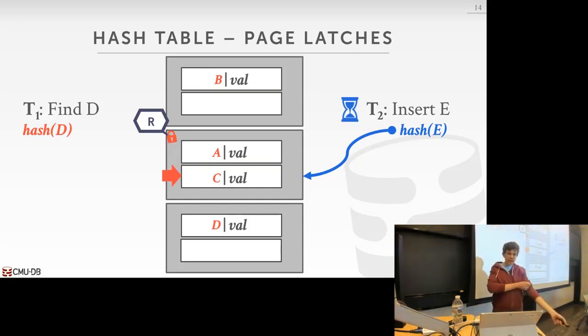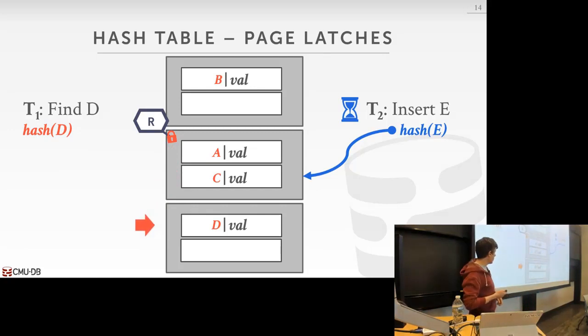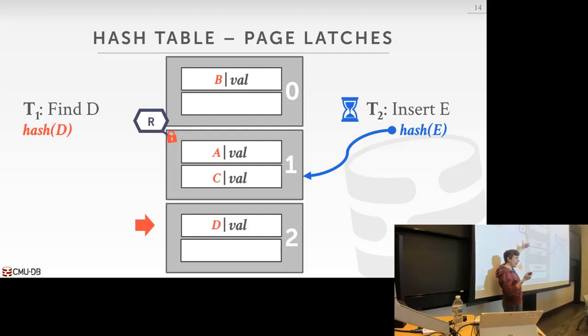So the first thread scans down. He looks at C, and now he needs to look at the next page. The way we figure out which page to look at is we look in the header for the hash table, and the header says, here are all the pages. Logically they're ordered sequentially, like page 0, page 1, page 2. So you look in the header and ask, where do I find page 2 for my hash table?